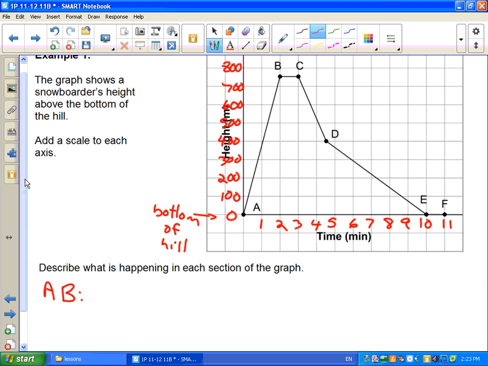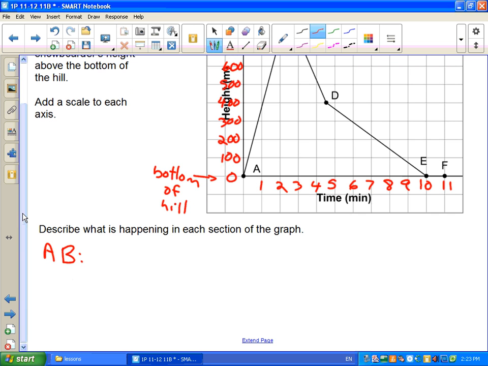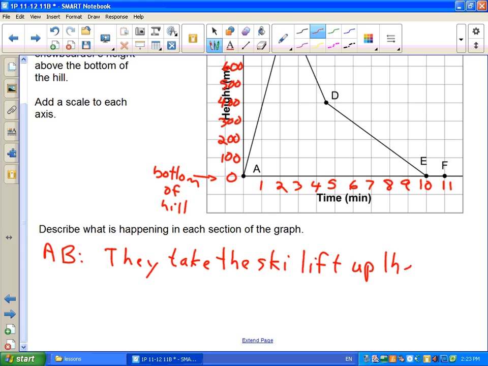Even faster. Remember, this is a snowboarder. So if you're snowboarding, how do you get to the top of the hill? You take the ski lift up, right. So section A to B, they take the ski lift to the top of the hill. Ski lift up the hill quickly. And if I throw that word quickly in there, that lets whoever's marking this know that I know that that steep slope there represents them moving quickly.